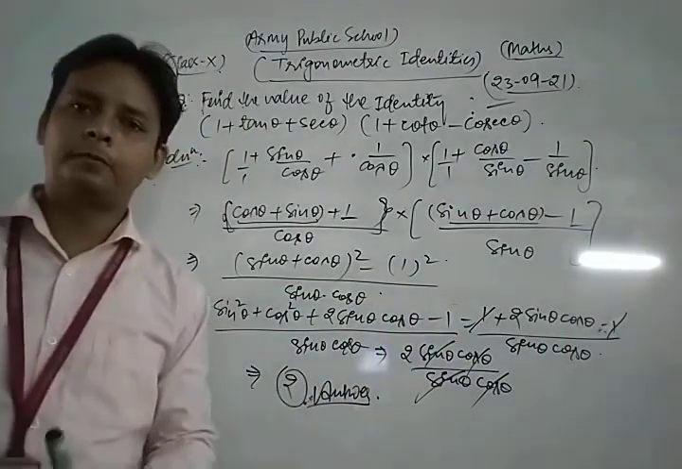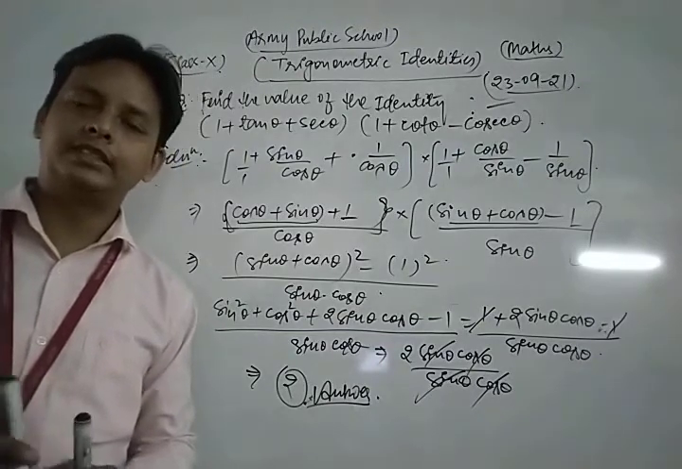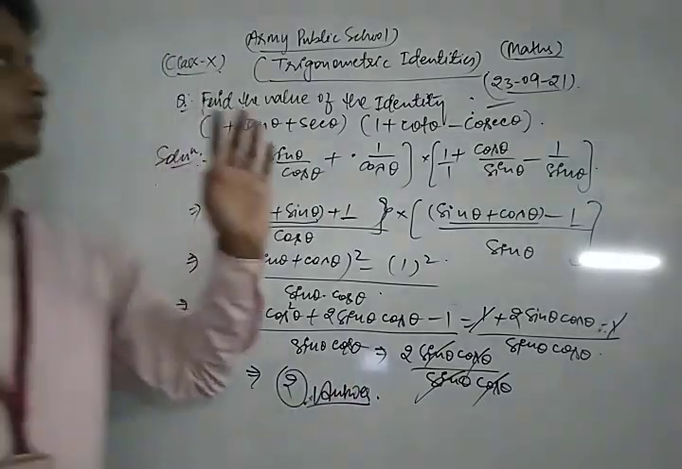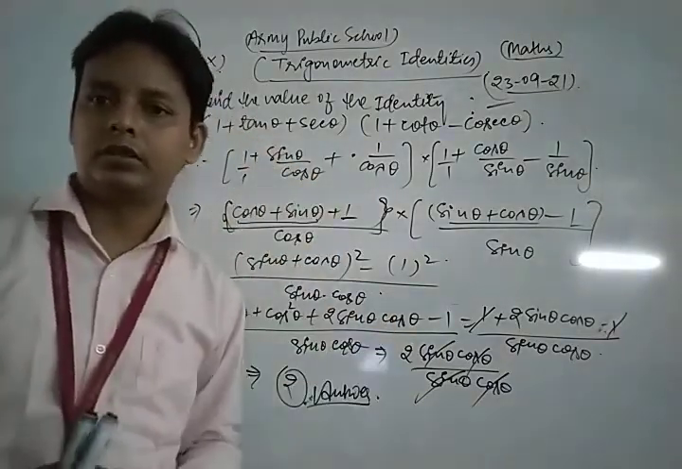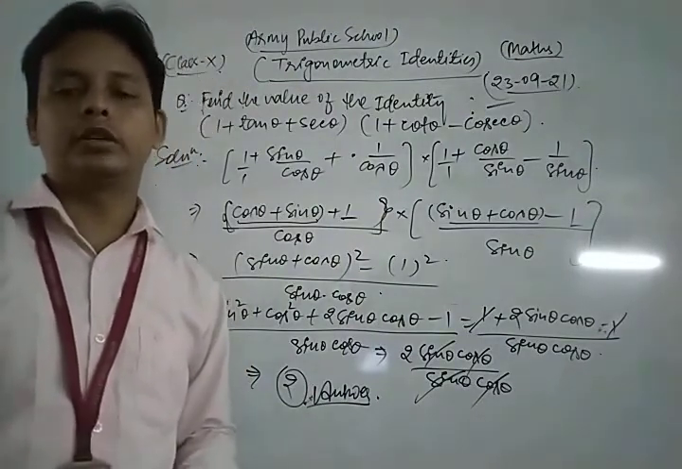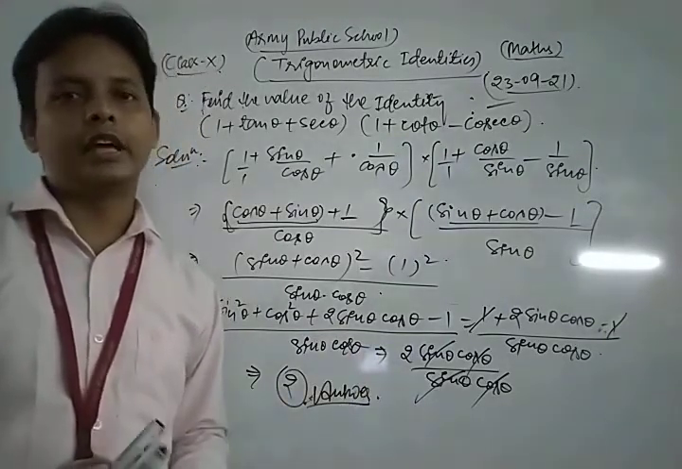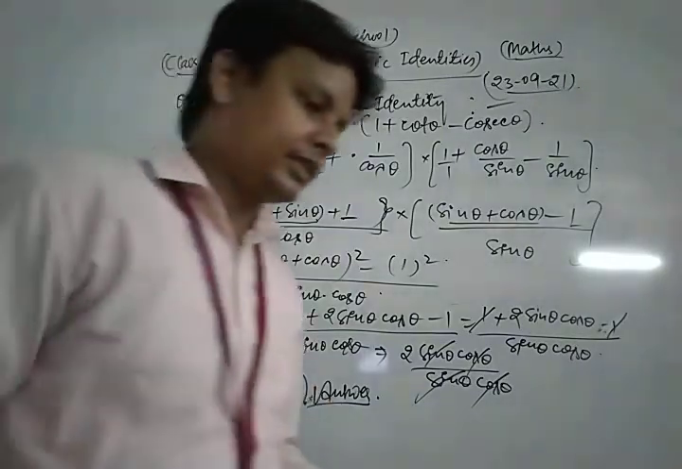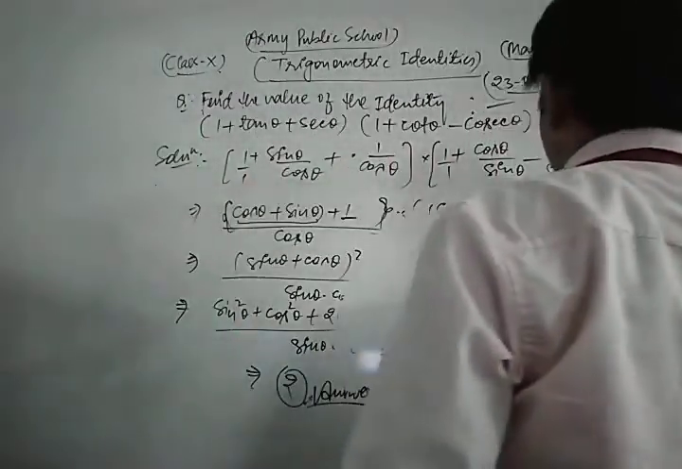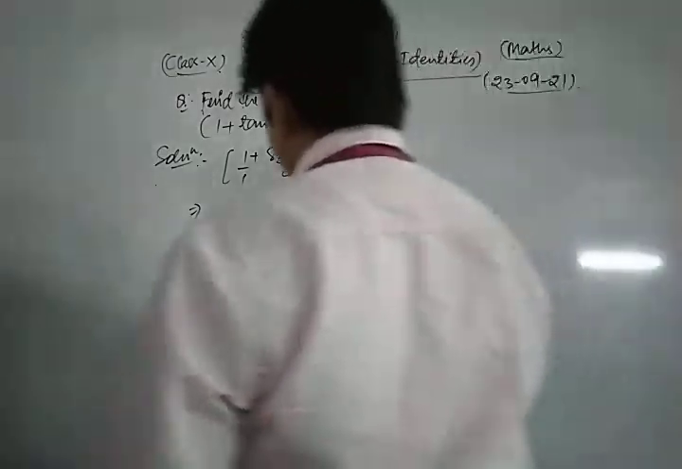So dear friends, in this way you can solve each and every question of your NCERT exercise based on the topic of trigonometric identities. This is a very important topic. Okay, so please dear friends, do more and more practice of this type of question. After that you can solve each and every question of your NCERT exercise based on this. Now look, we take some other important questions related to that topic.